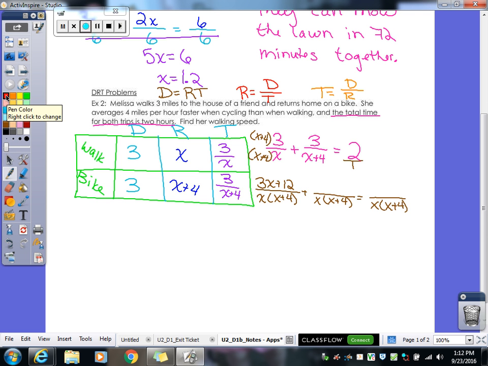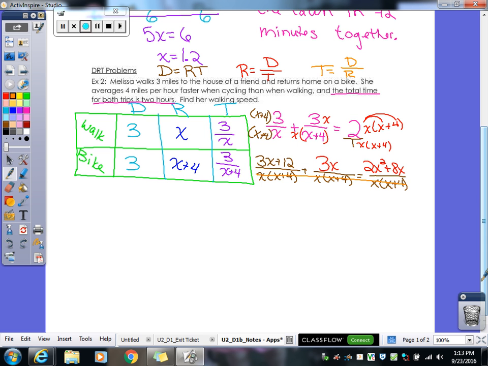What would we multiply the second one times? X. That one gives me a 3x. And then the third one? Third one's just over a 1, so we have to multiply the whole thing times x plus 4. It needs both of them. So it's like I'm distributing the 2x. So I get 2x squared plus 8x. So now that we have a common denominator, what can we do? Cross it out. So 3x plus 3x gives me a 6x plus 12 equals a 2x squared plus 8x.